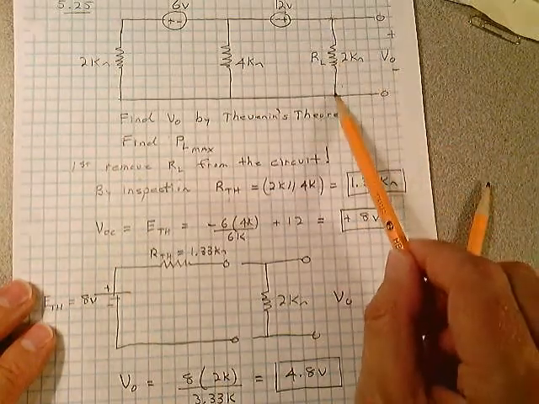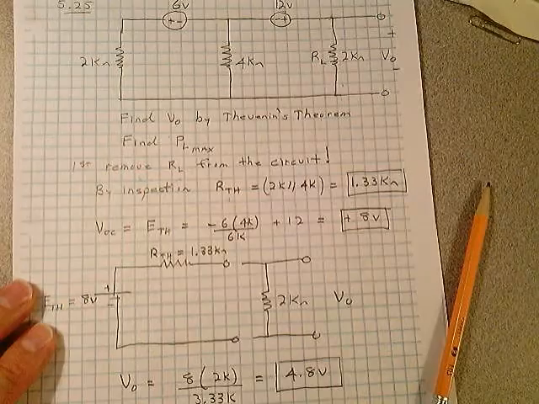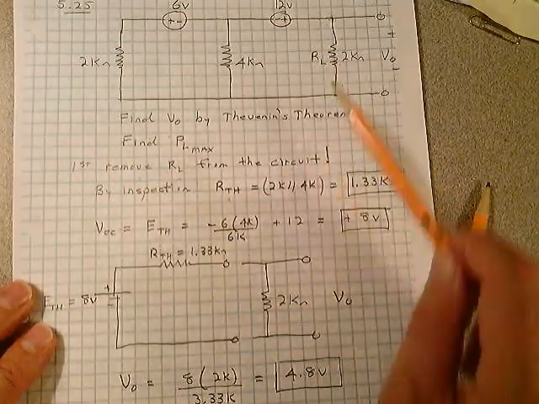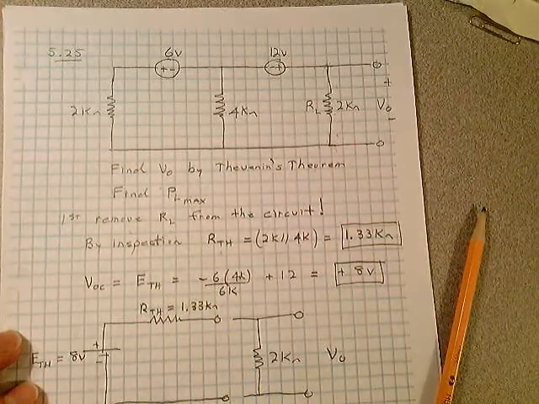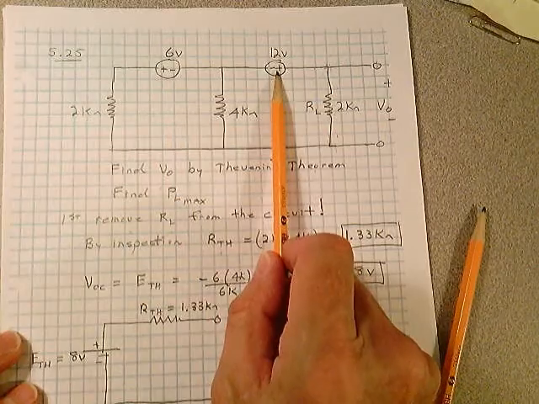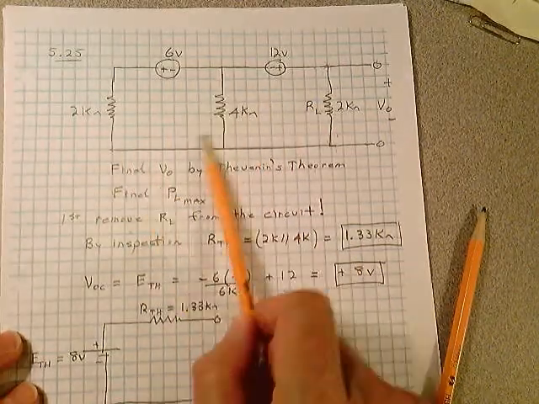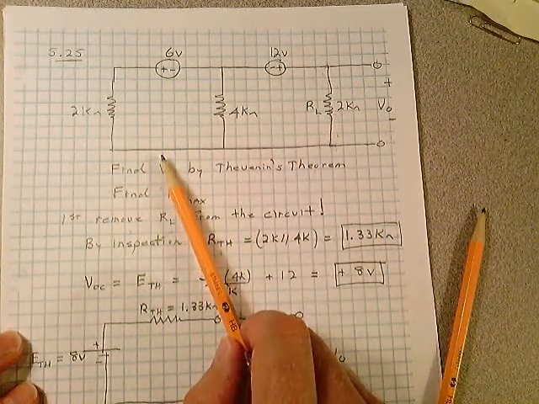With this removed, what's the voltage between this point and this point? What's that open circuit voltage between terminals A and B, if you will, when you label terminal A and terminal B? Well, by inspection, I can see what it is. This contributes no current to this part of the circuit because it's open over here. It just supplies voltage.